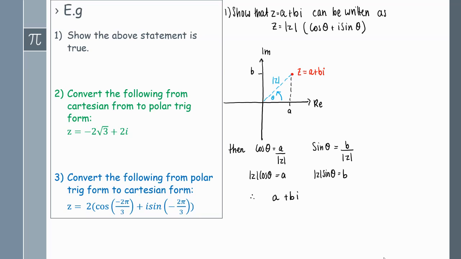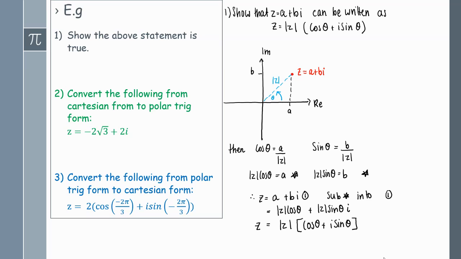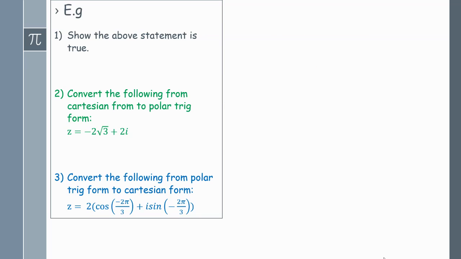So all I have to do is sub these two values into my Cartesian equation. If I let a be the modulus of z cos theta and b be the modulus of z sine theta, I'll end up with z equal to the modulus of z cos theta plus the modulus of z sine theta times i. This looks pretty similar to my polar trig form, except I'm going to take the modulus of z out the front of both of these trig functions. I'm also going to take the i just in front of the sine function, and then we end up with my polar trigonometric equation. So both of these equations would represent the same complex number.